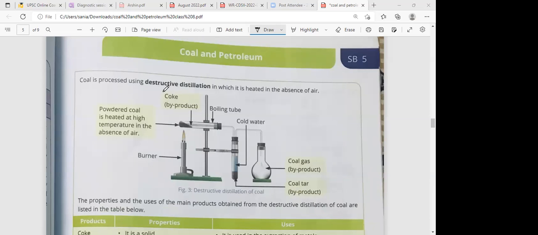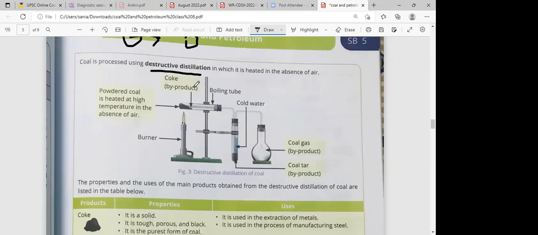Coal is processed using destructive distillation, in which it is heated in the absence of air. This is basically a process. For example, you extract the coal from here, and in order to make it usable, you have to process it. This process is known as destructive distillation. Clear?